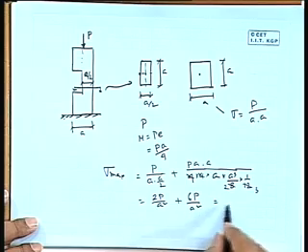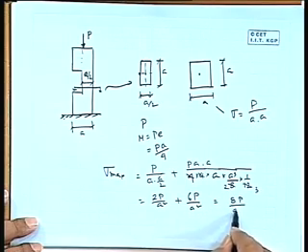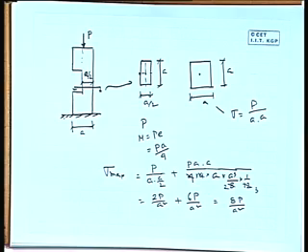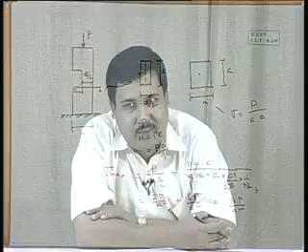So, you can write 8P by A square. Just try to compare. It was P by A square, it is 8P by A square. So, if the section reduces to half, the maximum stress will be increased 8 times. Right.